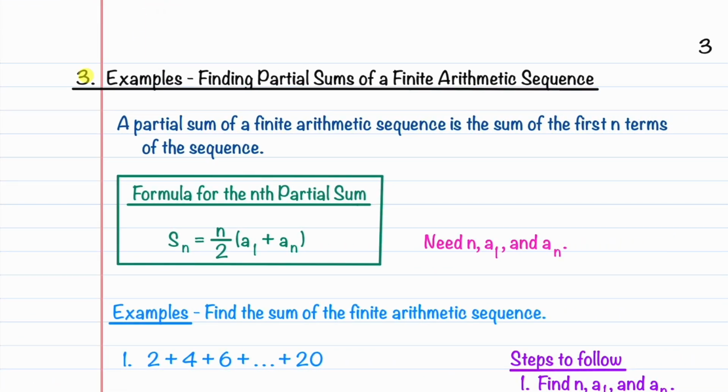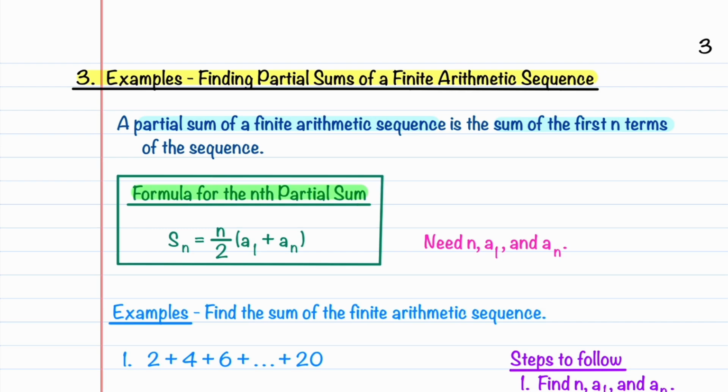Let's now look at some different types of examples. In these examples, we are going to be finding the partial sum of a finite arithmetic sequence. Let's first talk about what that is. A partial sum of a finite arithmetic sequence is just the sum of the first n terms of the sequence. We have a formula for this nth partial sum. It's fun to derive if you ever want to derive it. There's a lot of resources on that. I'm sure you could find that in an algebra book.